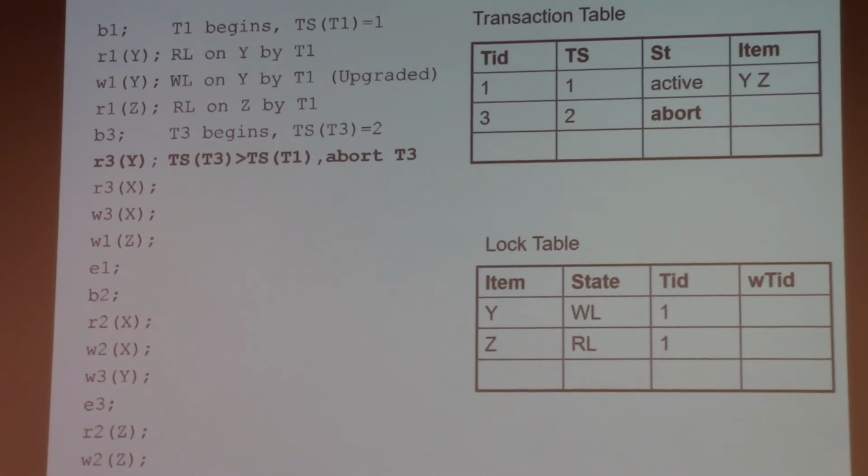Conflict means two transactions, T1 and T3, okay? Then the same data item Y is already locked, and one of them is a write lock. So it's a conflict. That may cause, it's not always a deadlock, but that may cause a deadlock. We need to take care. How can we take care? Using the wait-die algorithm.